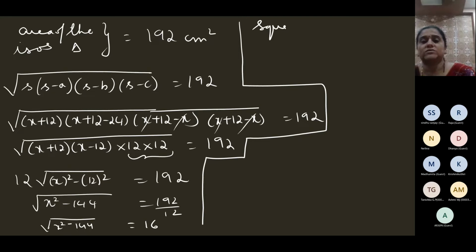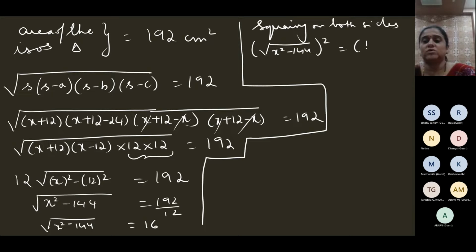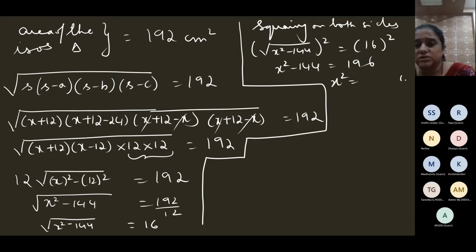Squaring on both sides. Squaring on both the sides, what do we get? The square root of x square minus 144, the whole square, is equal to 16 the whole square. So x square minus 144 is equal to 196. X square is equal to 0, 1 carry over, 24, 1 carry over.